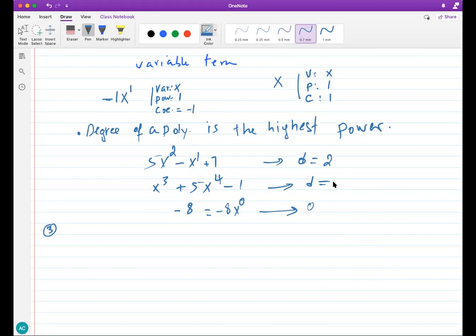When you say the highest power, that means a big number, right? The highest power here is the degree. Okay, the degree of this polynomial is 2. The degree of this is 4. And the degree of this one, since it doesn't have a variable, remember that the degree is 0. Okay, so that's the degree of a polynomial.